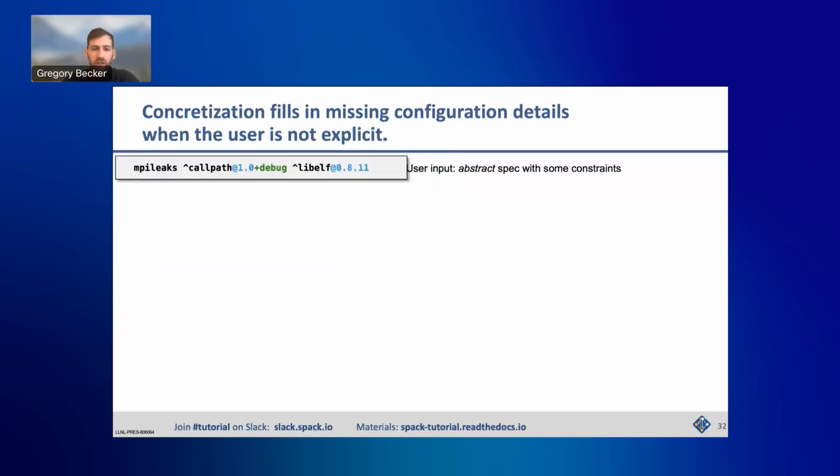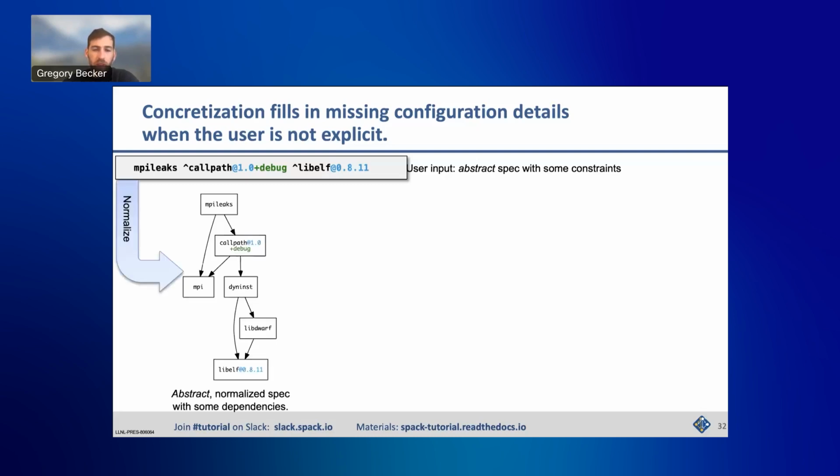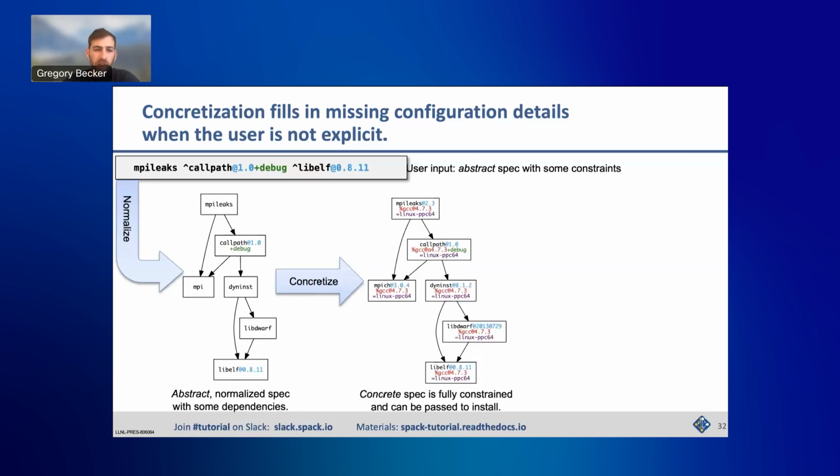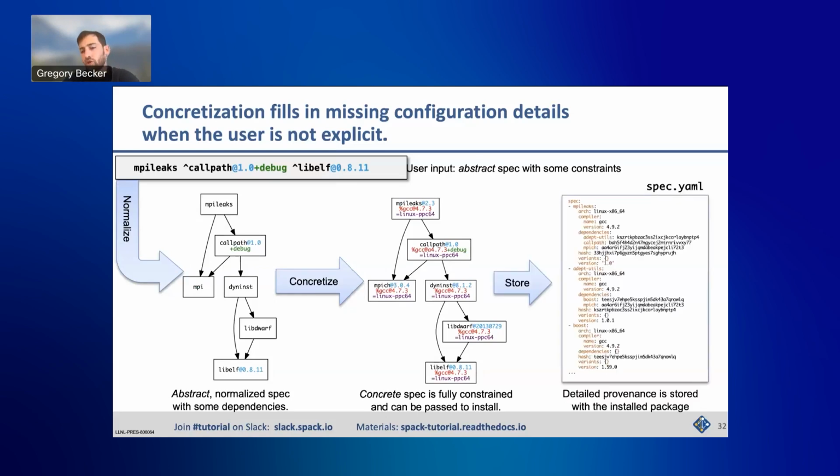So I've used the word concretization already, but we should talk in a little more detail about what that means. The user input is an abstract spec with some level of detail about what you want installed. You can think about it as normalizing and concretizing, but it's all one algorithm that's going to take that abstract spec and turn it into a concrete spec with all of the decisions made. So this involves applying defaults, resolving constraints, all of that, and then we store off that metadata.